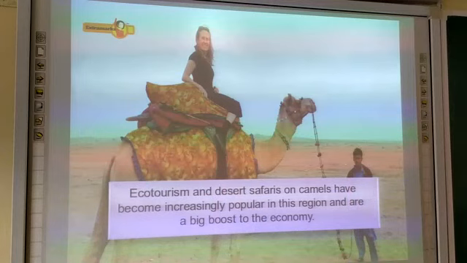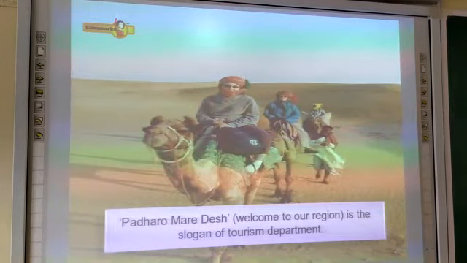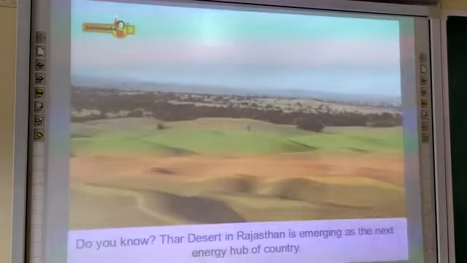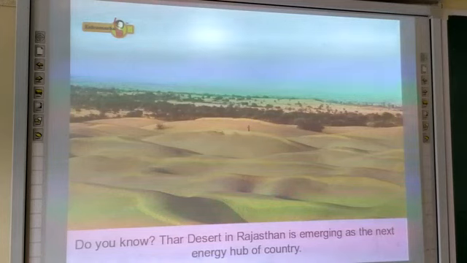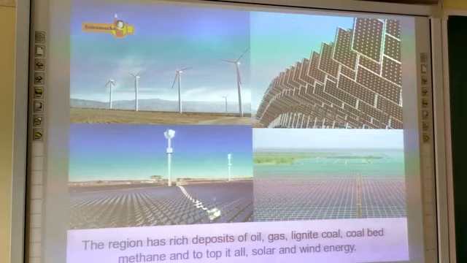Ecotourism and desert safaris on camels have become increasingly popular in this region and are a big boost to the economy. Padharo Mare Desh, welcome to our region, is the slogan of the tourism department. Do you know, Thar Desert in Rajasthan is emerging as the next energy hub of the country. The region has rich deposits of oil, gas, lignite coal, coal bed methane, and to top it all, solar and wind energy.